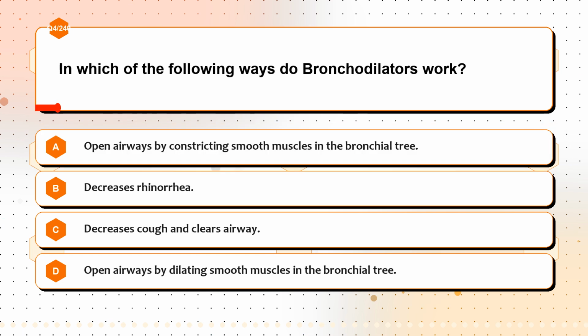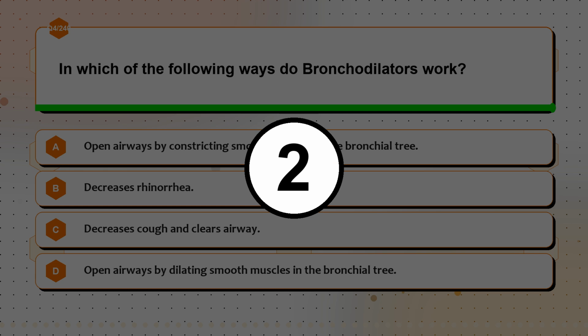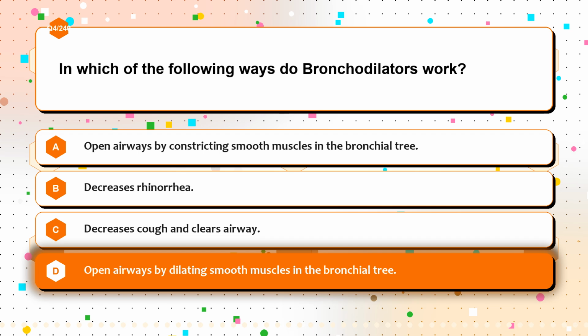Question 4. In which of the following ways do bronchodilators work? Here are the options. Option A, open airways by constricting smooth muscles in the bronchial tree. Option B, decreases rhinorrhea. Option C, decreases cough and clears airway. Option D, open airways by dilating smooth muscles in the bronchial tree. The correct answer is option D, open airways by dilating smooth muscles in the bronchial tree.